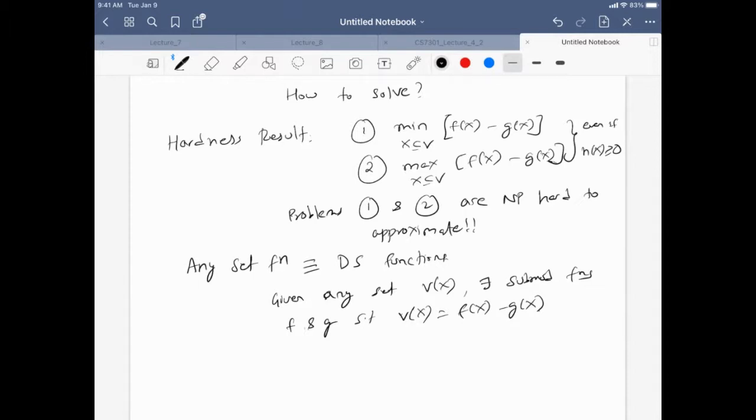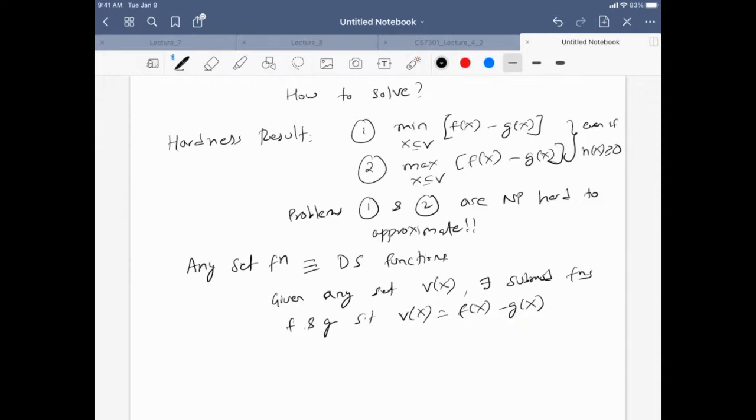But there is still one difference here: though such submodular functions exist, it's not always the case that you can compute this f and g easily. Many times, computing this f and g may itself require an optimization problem, which is hard, and so on. I won't get into a lot of details there, but these are some results that are known.